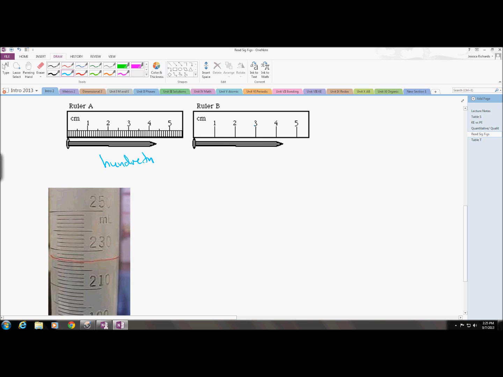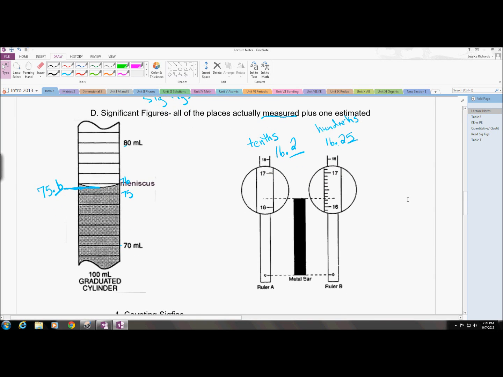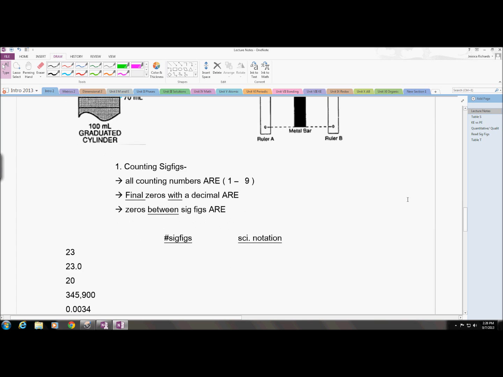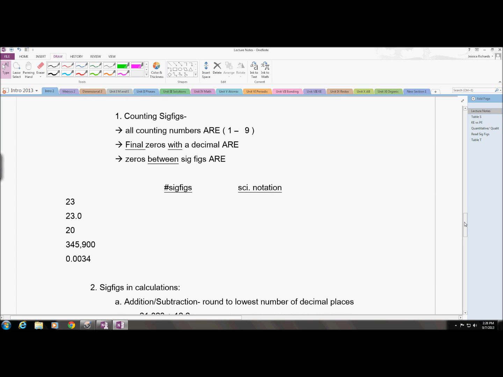Ruler B, if it's marked to the whole numbers, you're going to read it to the tenths place. Okay, now that you know how to read an instrument to the correct number of significant figures, you need to know, when you look at a measurement in a book or on a test question, how many significant figures there are. When you can't see the instrument itself, somebody's just reported significant figures to you, how do you know how many significant figures there are in that number?